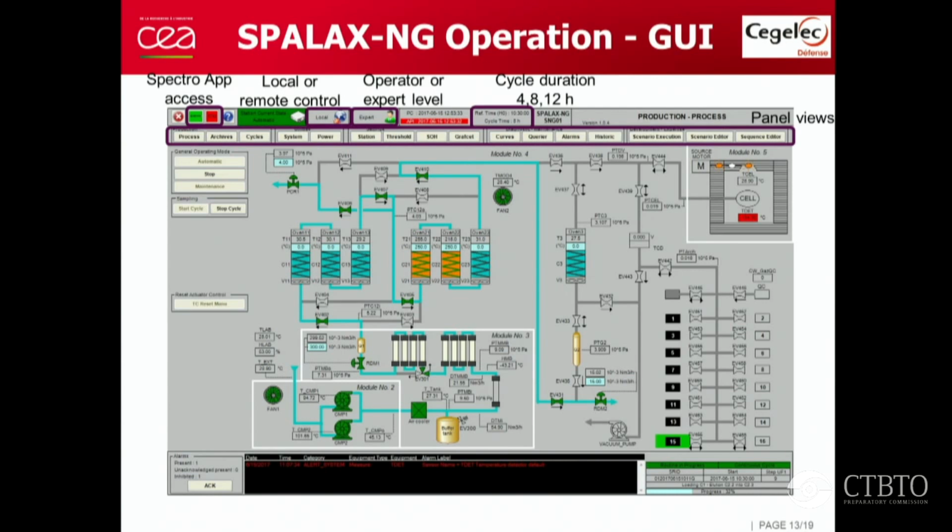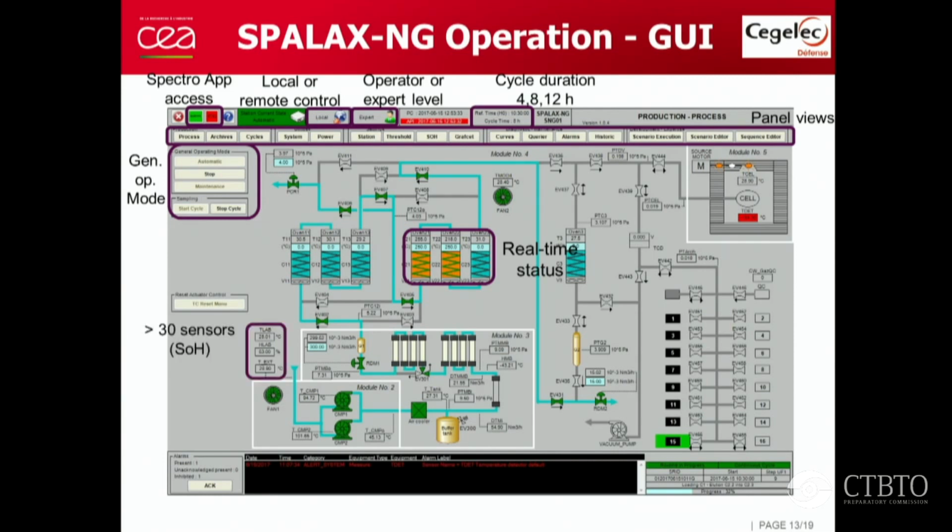Here is the panel view with all the relevant information on the different views. Here is the general operating mode. You can start and stop the cycle here very easily. There is lots of animation on the GUI that enables a real-time status, a real-time view of the system. And we have also more than 30 sensors that give a complete set of state-of-health data and that validate the data quality of the sample processed.